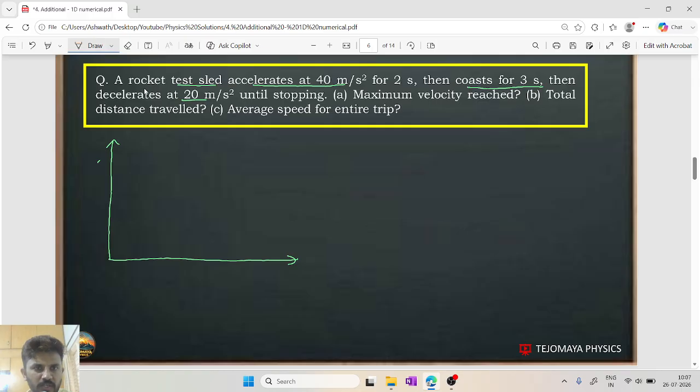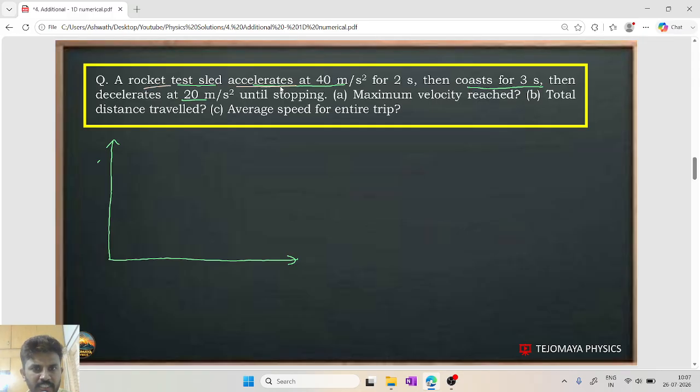So here a rocket test sled accelerates from 0 velocity. We have to increase the speed because of the acceleration. It is considered to accelerate to a particular speed, then continues at constant speed for 3 seconds, and then decelerates to 0.